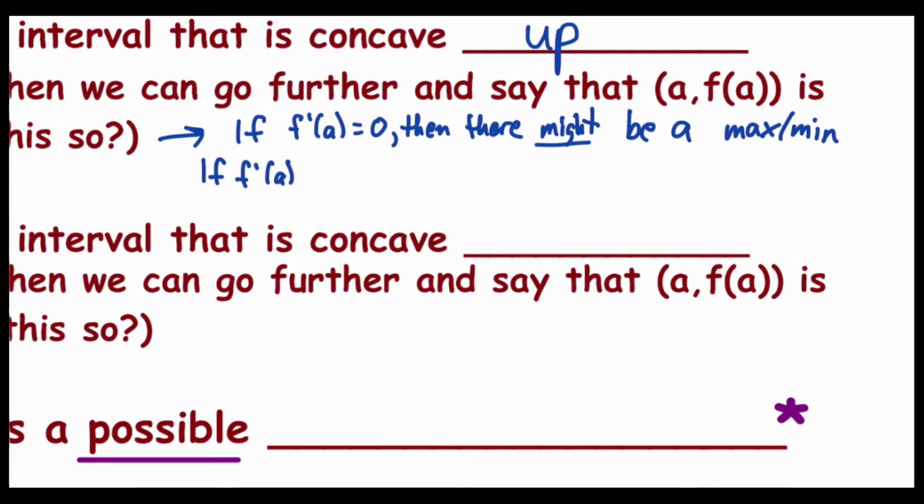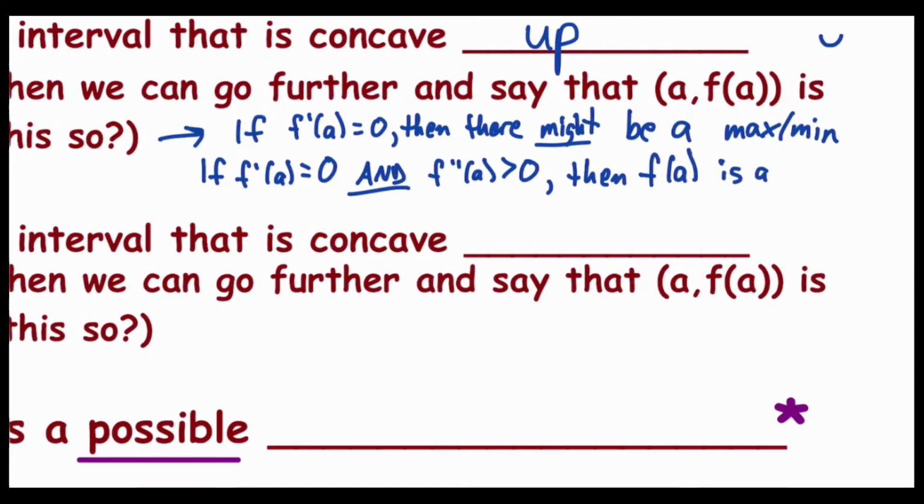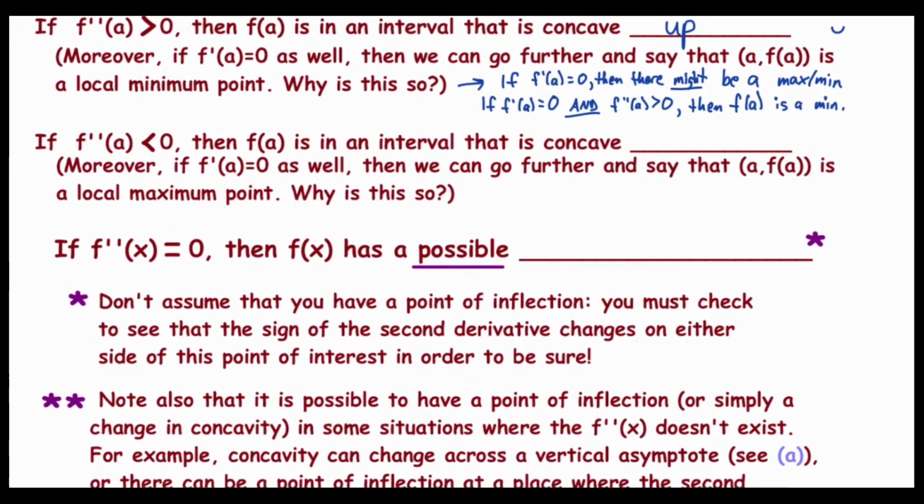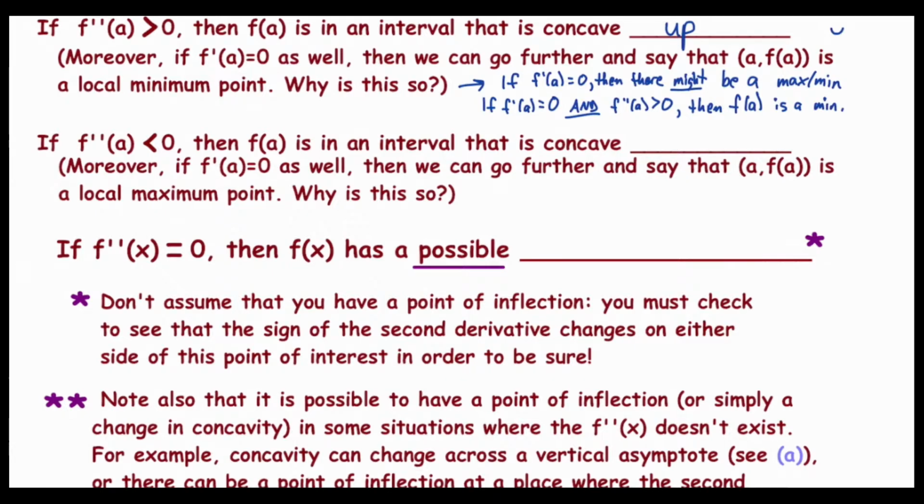So if f prime of a equals 0, I know this is a 0 point in the slope, so I know it's a max or min in my original graph. And the second derivative is greater than 0, which means it's concave up. Then we know it's a minimum. Then the y value at that point, f of a, is a minimum. So we need two pieces of evidence to determine if something is a max or min. I need the first derivative to be 0 at that point, and I need to determine the concavity, if it's opening up or down, by using the second derivative.